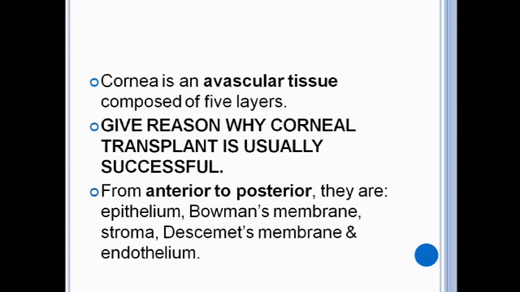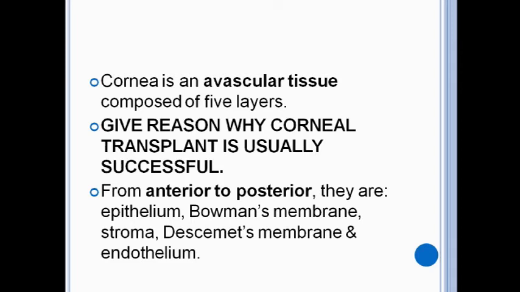So you have sclera, cornea. Again, the cornea is an avascular tissue composed of five layers. From anterior to posterior, these layers are your epithelium, Bowman's membrane, stroma, Descemet's membrane, and endothelium.